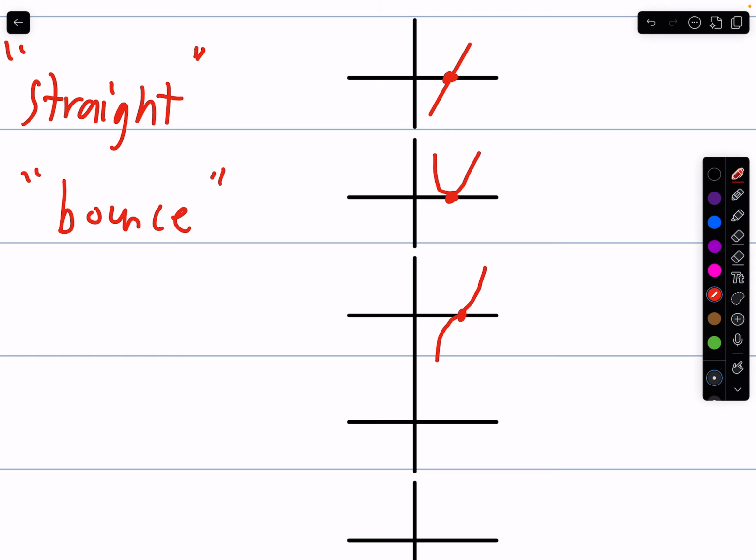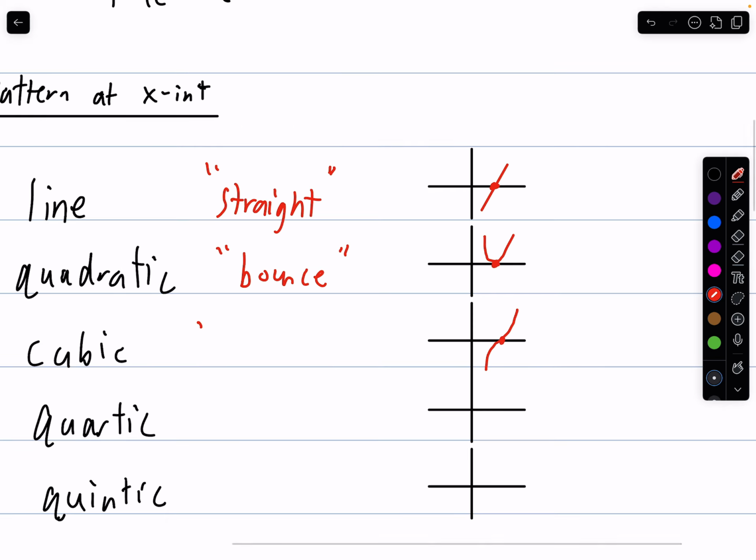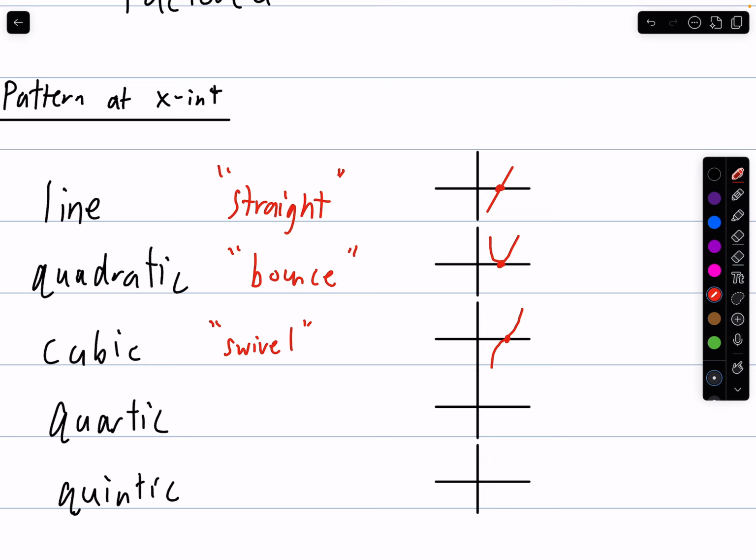So you see how it's like a little swivel. Now these are words that I'm making up just to make you guys understand this a little easier. Cubic functions, they swivel at that x-intercept. So the pattern is different. And what about a quartic function?